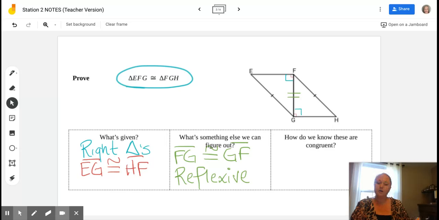So how do we know that these two triangles are congruent? Well, I have a hypotenuse and I have a leg. I know this because it's a right triangle, and that's why I have a hypotenuse and a leg. So my reasoning for congruence is hypotenuse leg congruence.